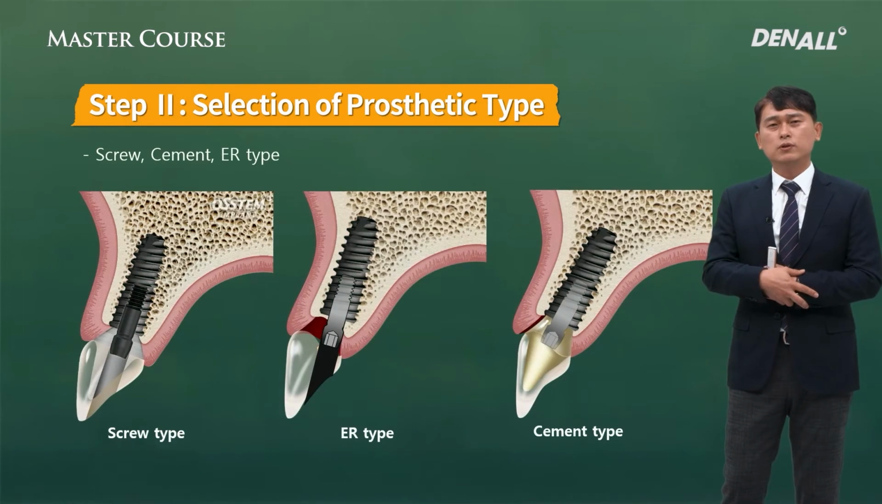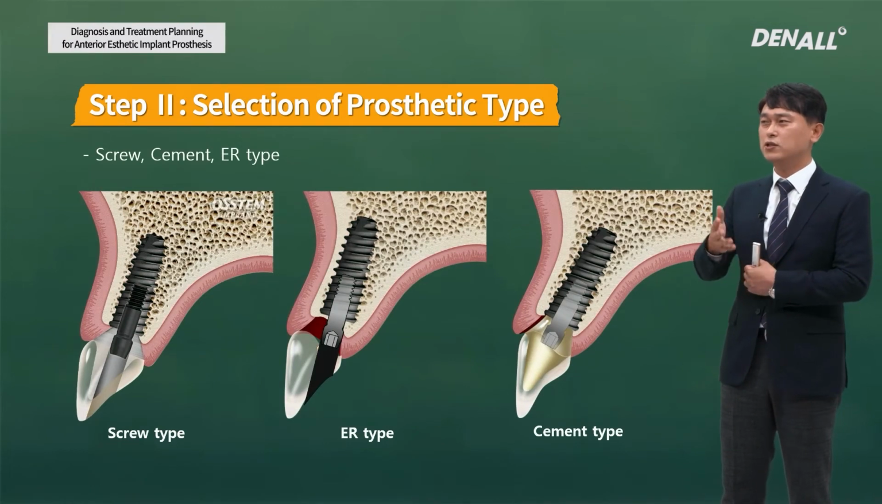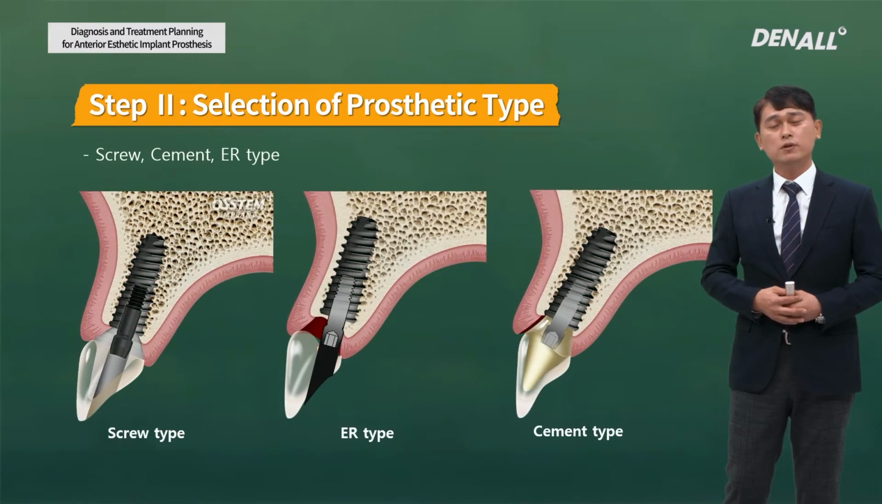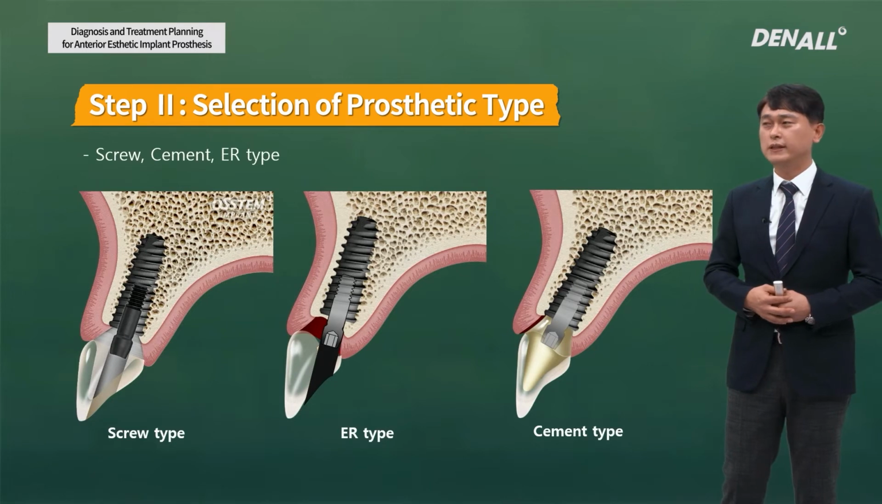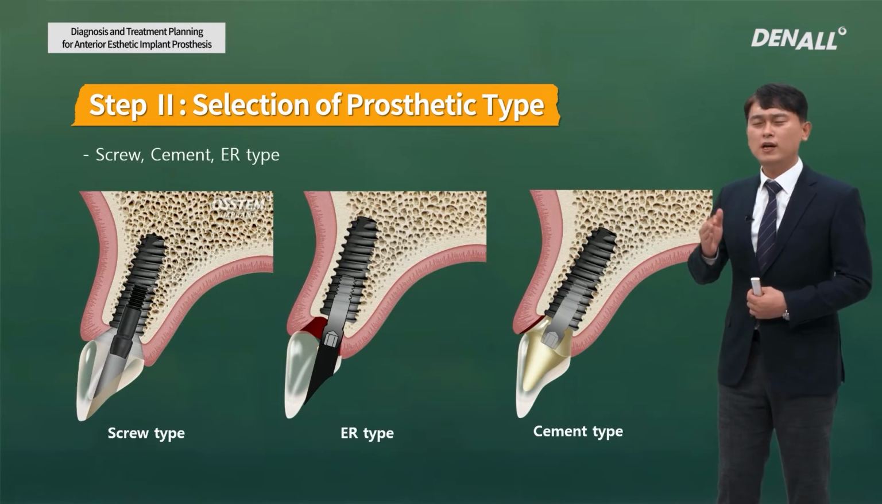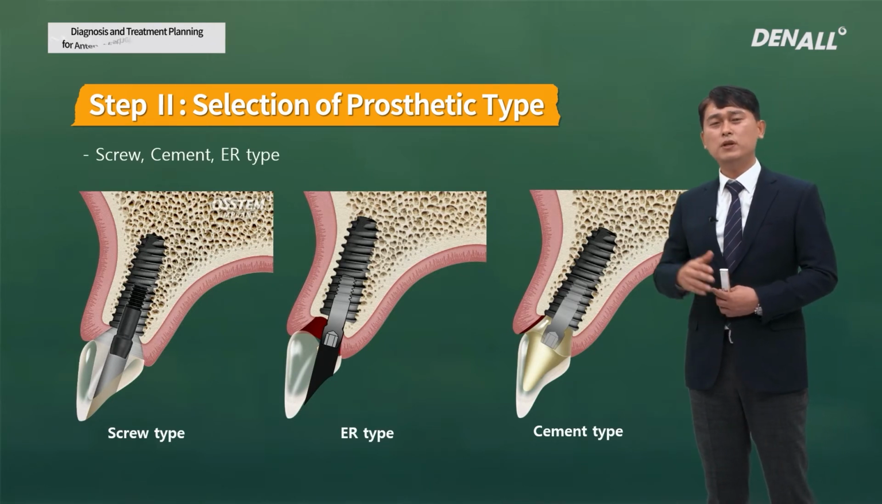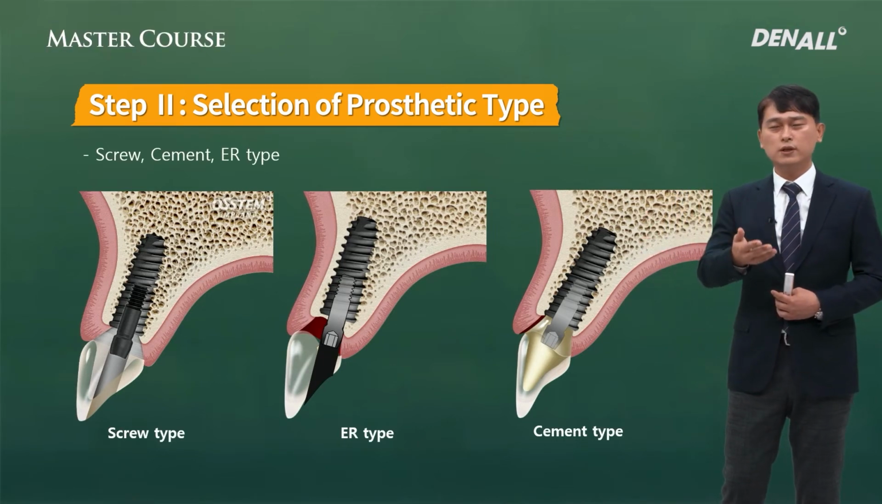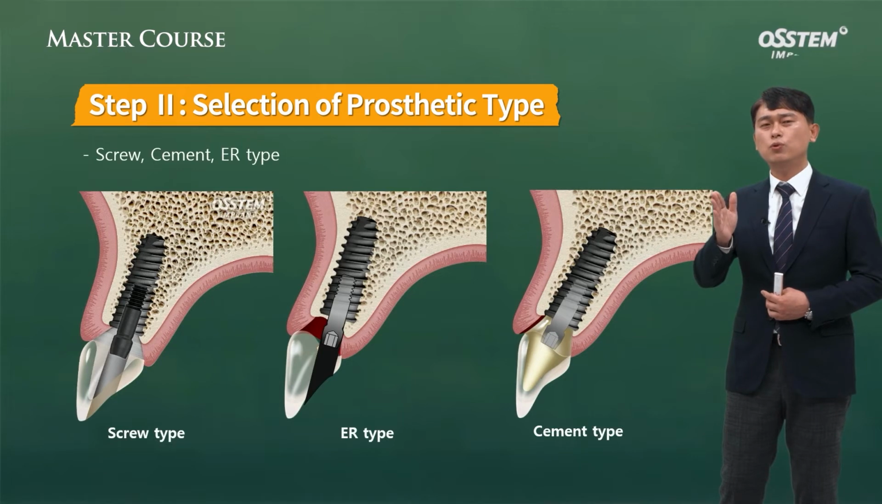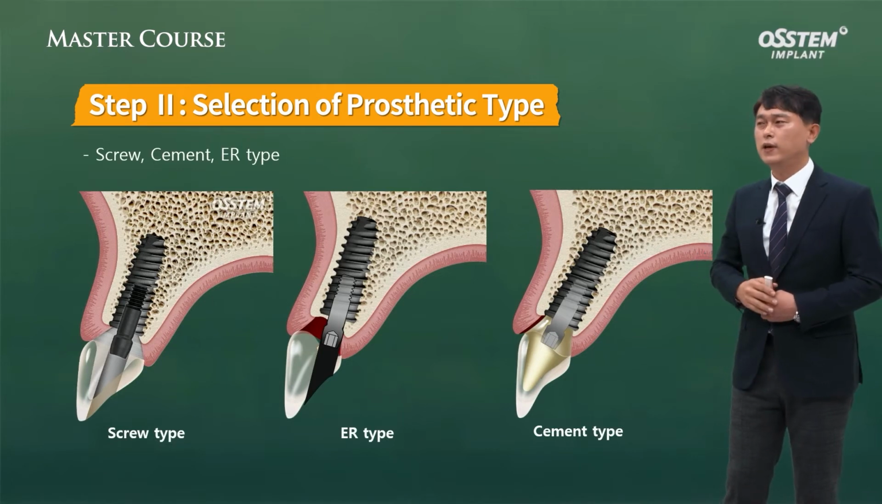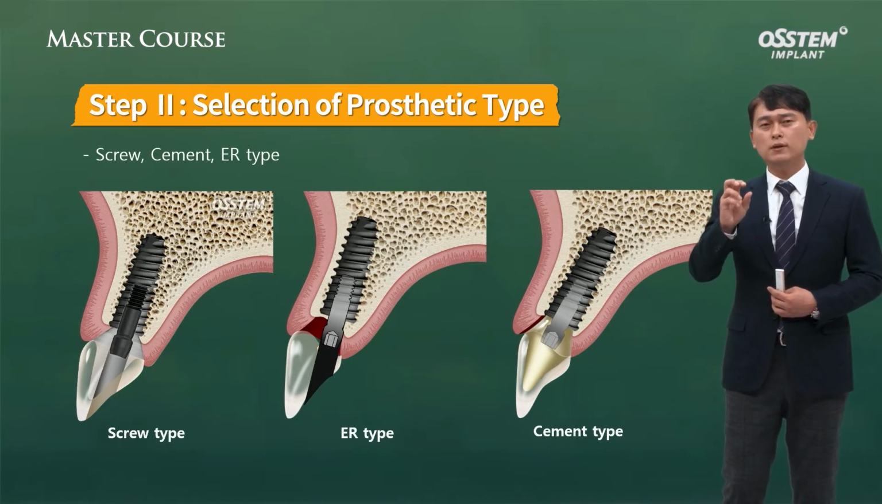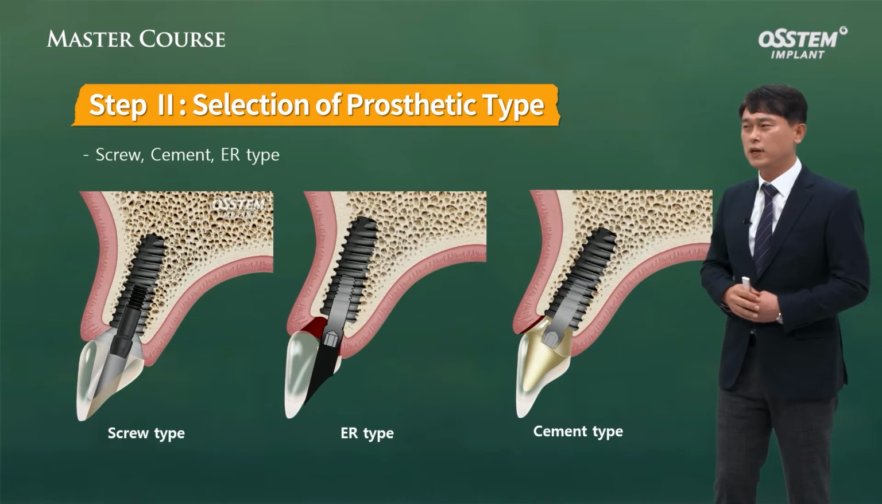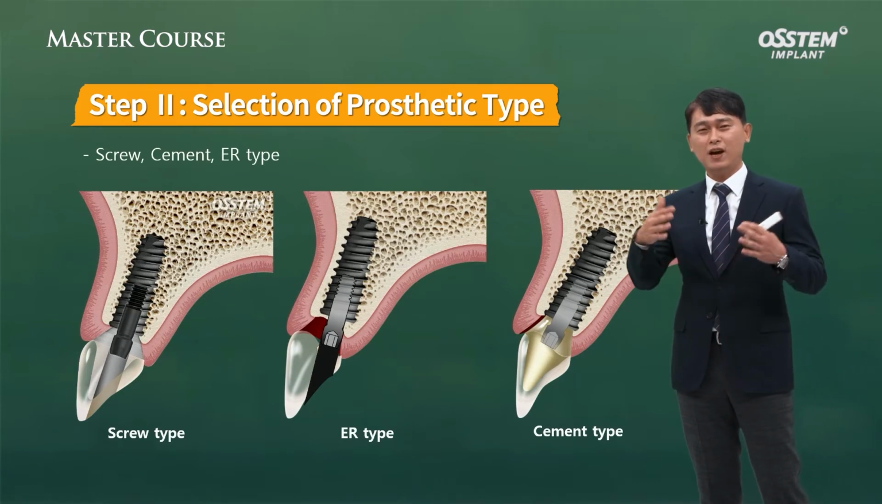Second, if you have done implant placement well, you need to determine the prosthesis type. Screw type is actually the best. You don't use cement, and it's very nice and clean. In order to use screw type, you need to place the implant slightly palatal. That would enable you to have screw hole towards the lingual side, towards the palatal side. This is key in having good prosthesis.